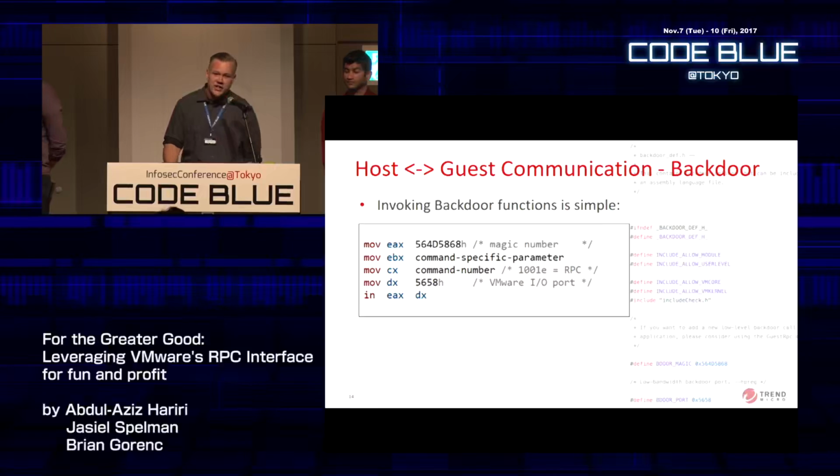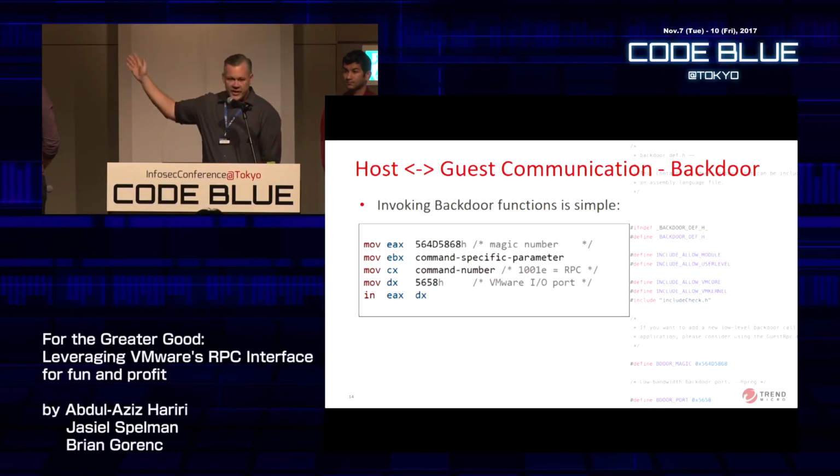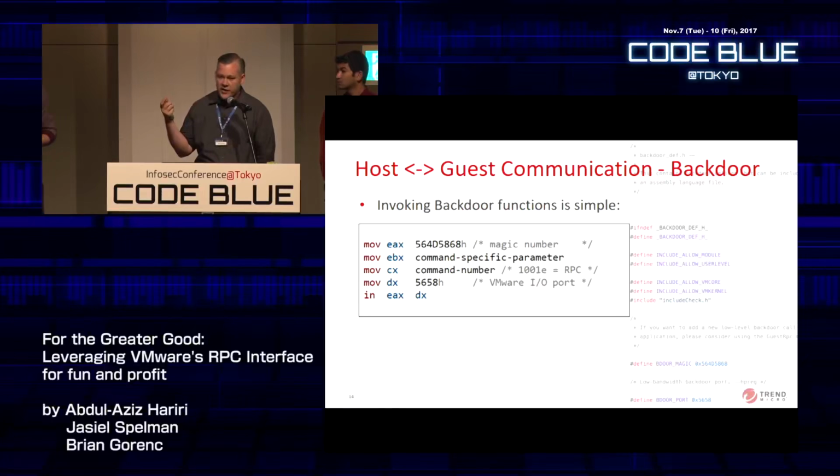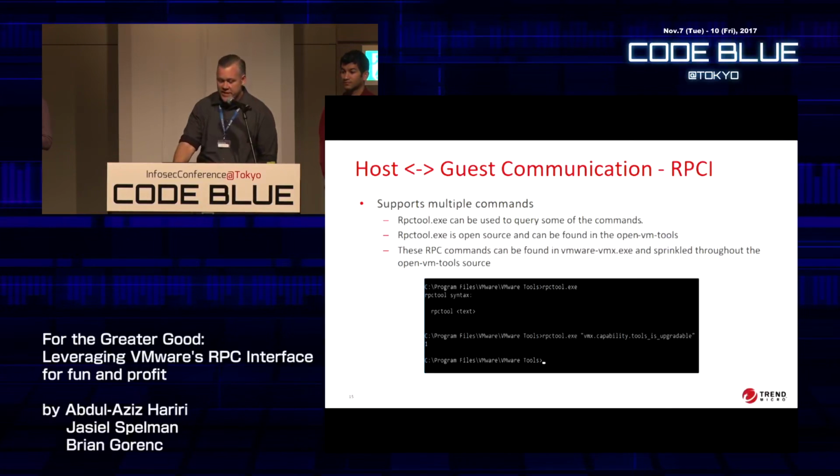Now, how would you actually invoke communication over the backdoor channel? It would look like this in assembly. In EAX, you're going to load VMXH, you're going to put command-specific parameters in EBX, and you're going to put the command value into ECX. Define whether you're going to use the high bandwidth or the low bandwidth mode, and then call the in instruction, and that will force the hypervisor to process that backdoor command. We'll go over a lot more detail of how this happens in RPC in a second.